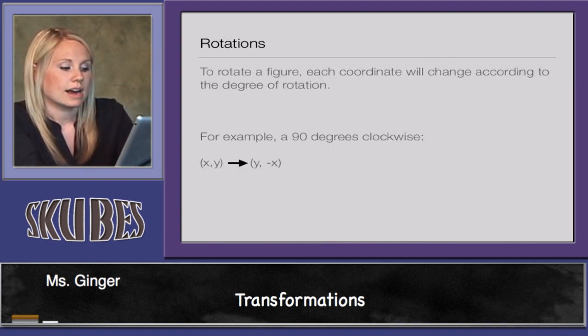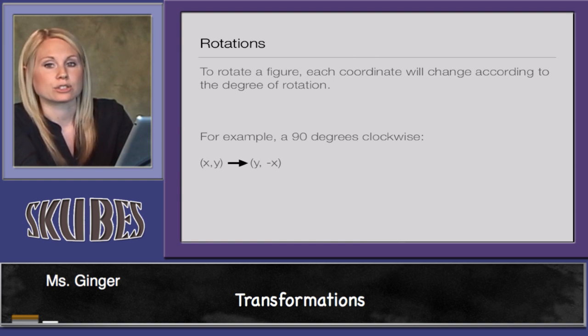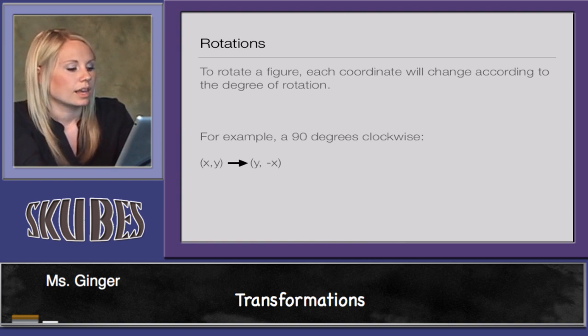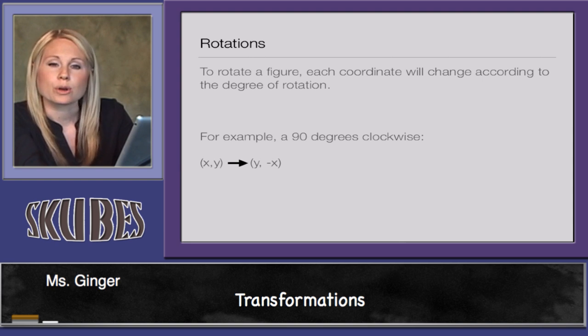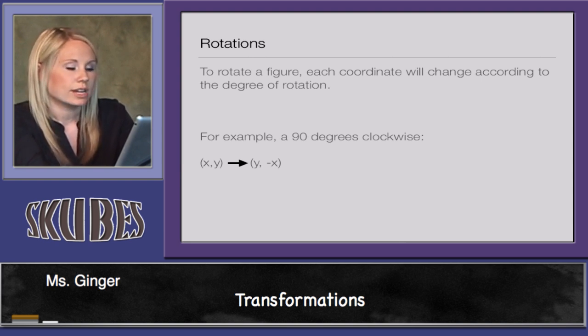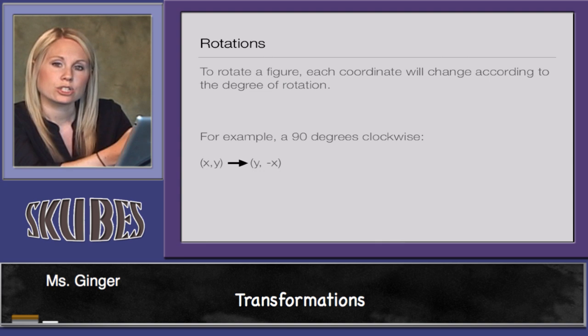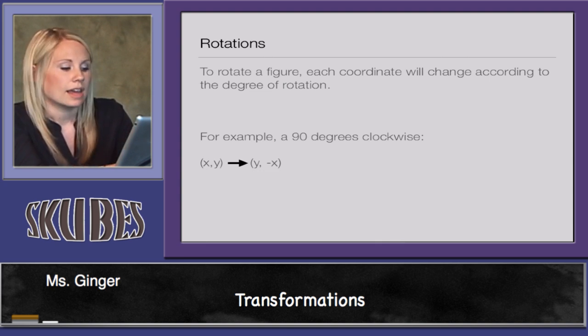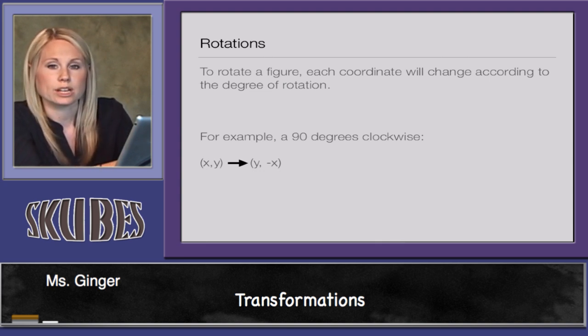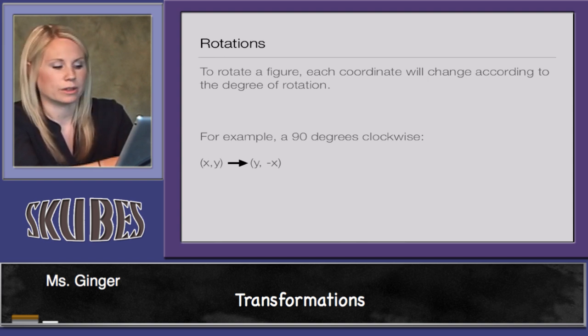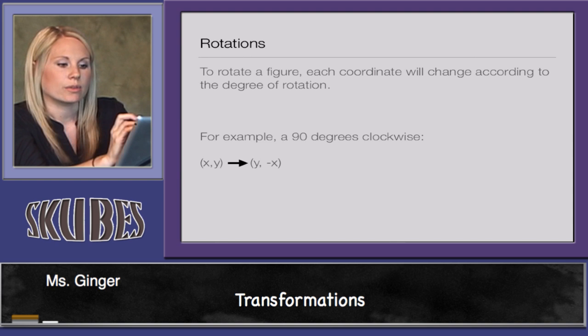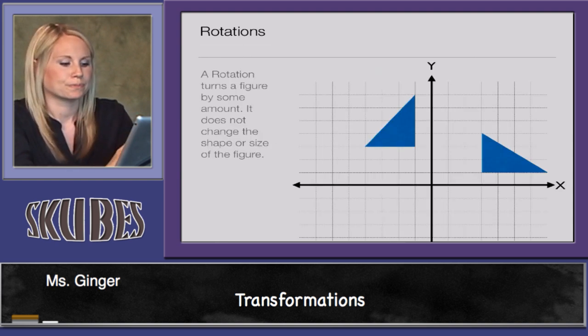Let's look at a 90 degrees clockwise rotation, for instance. If you're taking a figure and you're rotating it 90 degrees clockwise, what's going to happen is each (x, y) coordinate is going to become (y, -x) instead. So they're getting switched and the x is being negated. And that's just a 90 degree rotation. Different things will happen depending on the type of rotation you're dealing with. So let's take a look at how this affected our picture.